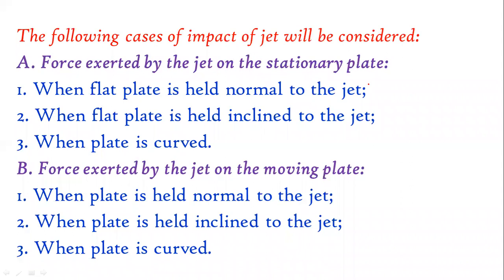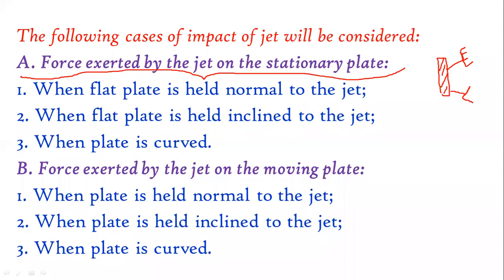Now, while studying the different cases, up to the last lecture, we have studied case number A, which is force exerted by the water jet on the stationary plate. So we considered a plate which was stationary or fixed and which could not move even when the water jet struck it. So the work done in this case was 0.